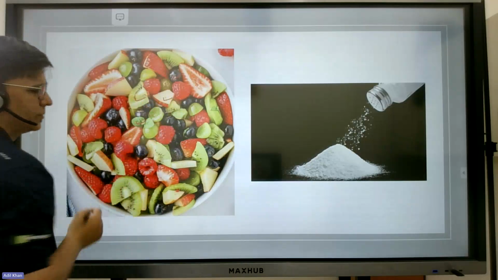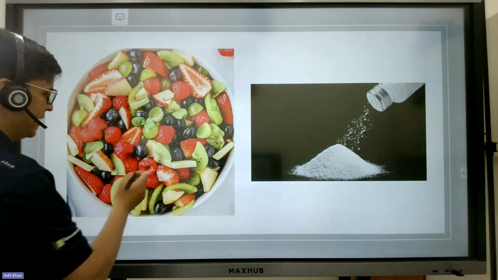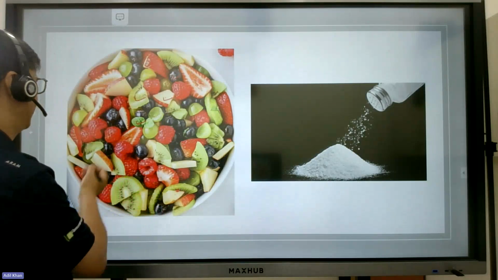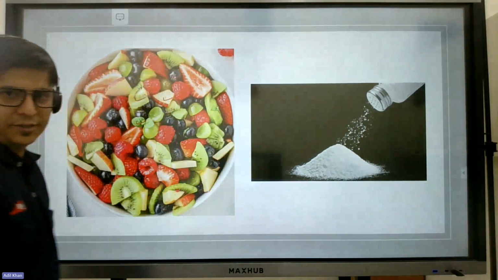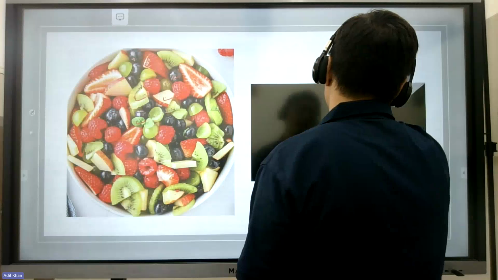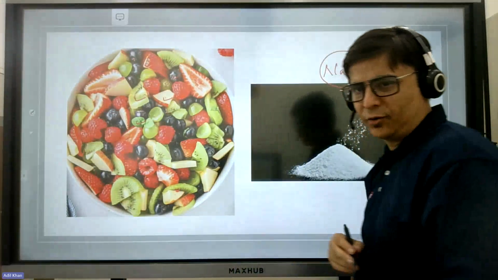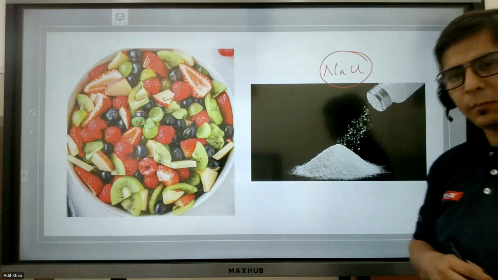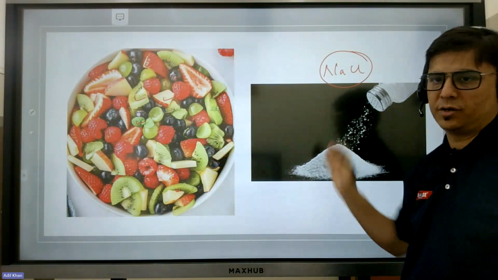You have, what is this? What do you call this? No, pudina leaf. Then grapes are also there. Then various other things are there. And here you have a white color substance, which is nothing but salt, table salt, what you call sodium chloride. Which two concepts of chemistry can I explain using these two pictures? You are correct. That is mixture, and this is compound.